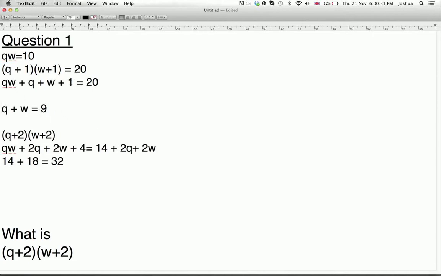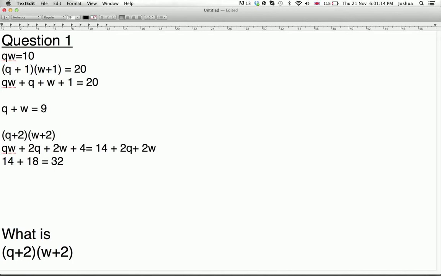I got rid of the QW before I got rid of the 1. Instead of doing this, I had an intermediate stage of what I showed you guys. I actually did 10 plus Q plus W plus 1 is equal to 20, and then I turned it into 11. Whereas in the paper, I still left it as QW and took away the 1 first to get 19. I just did these things in a different order, but I still managed to get Q plus W equals 9.